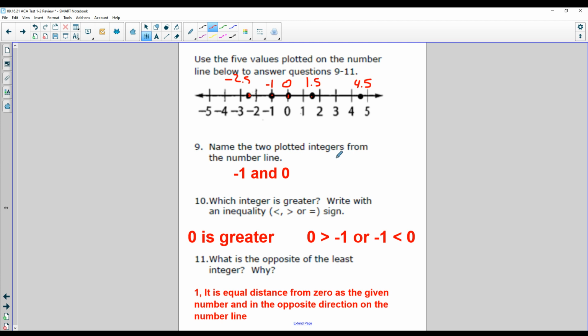Name the 2 plotted integers from the number line. Well, we know integers cannot be decimals. So 0 and negative 1. Which integer is greater? 0 is greater because it's closer to the positive side. Remember, a number line goes from least to greatest. What is the opposite of the least value? What's the opposite of negative 1? Positive 1.